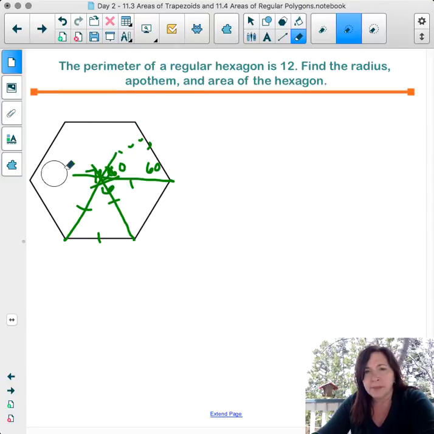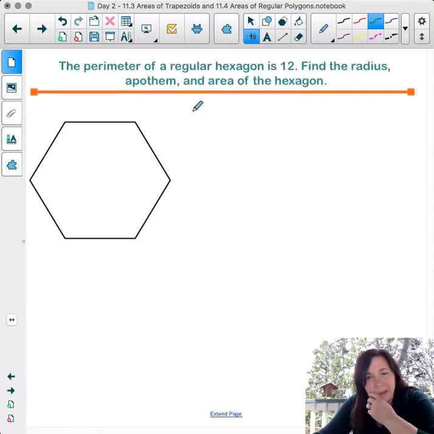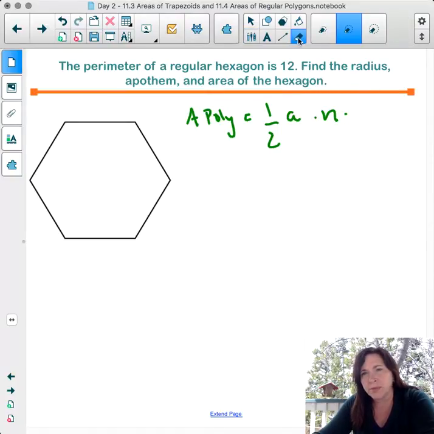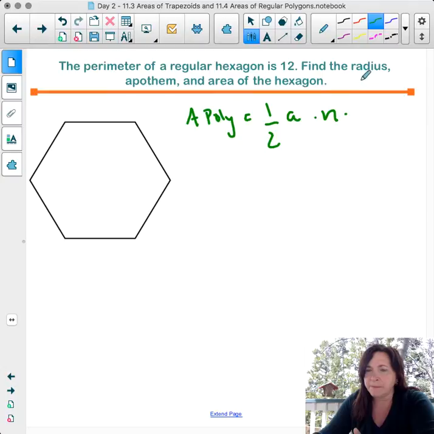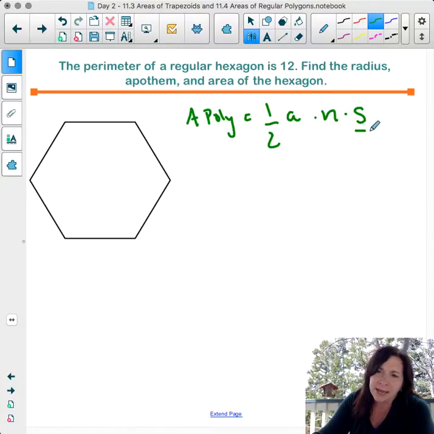But the formula for the area of any polygon is equal to 1/2 the apothem times the number of sides times the length of one side. Most people don't use the letter L, because a lot of times people think that's like the length. It is the length, but they use the letter S. So they say 1/2 ANS: apothem times the number of sides times the length of one side.